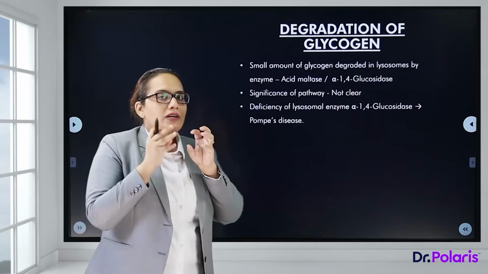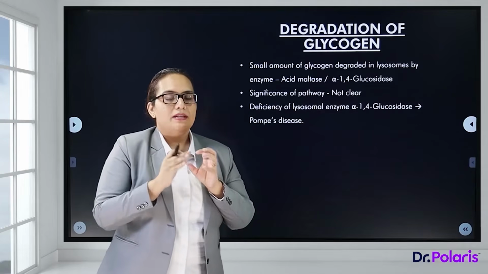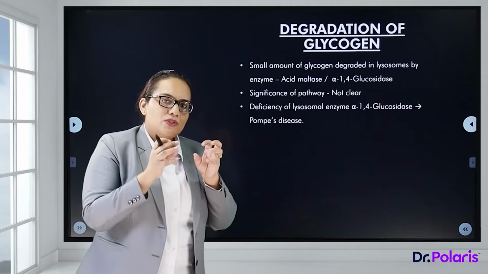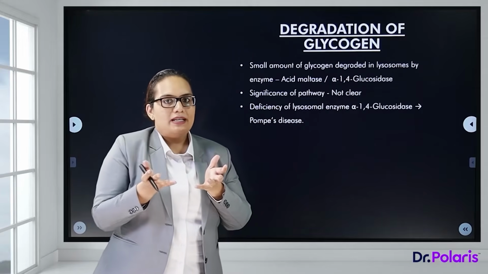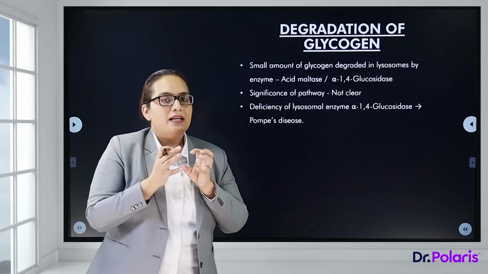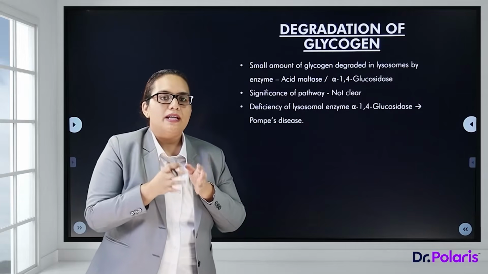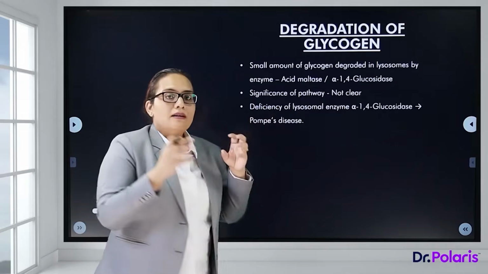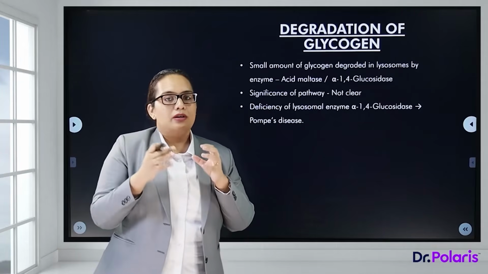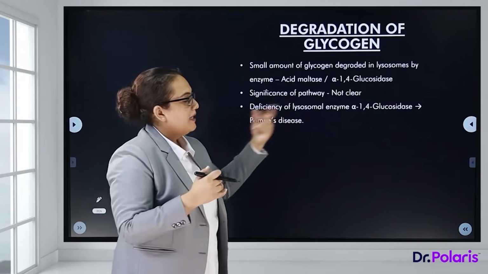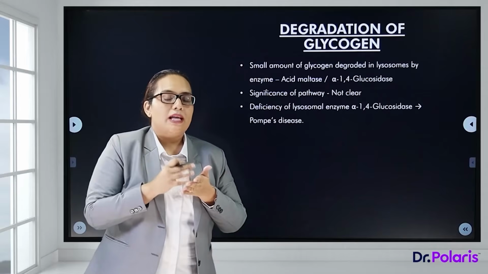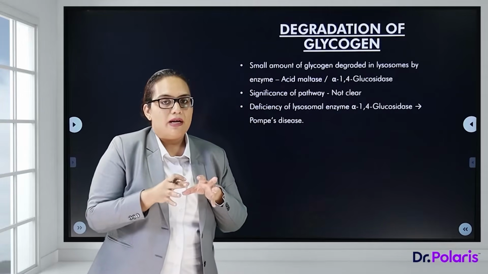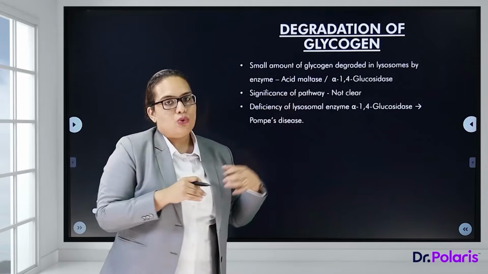Now, a small amount of glycogen is also broken down within the lysosomes. Lysosome is a cellular organelle, and lysosomes are also called suicide bags, because they contain certain hydrolytic enzymes that are involved in breaking down certain substances. So there is a hydrolytic enzyme, or a hydrolase, present in the lysosome which helps break down glycogen. The enzyme is known as acid maltase or alpha-1,4-glucosidase.